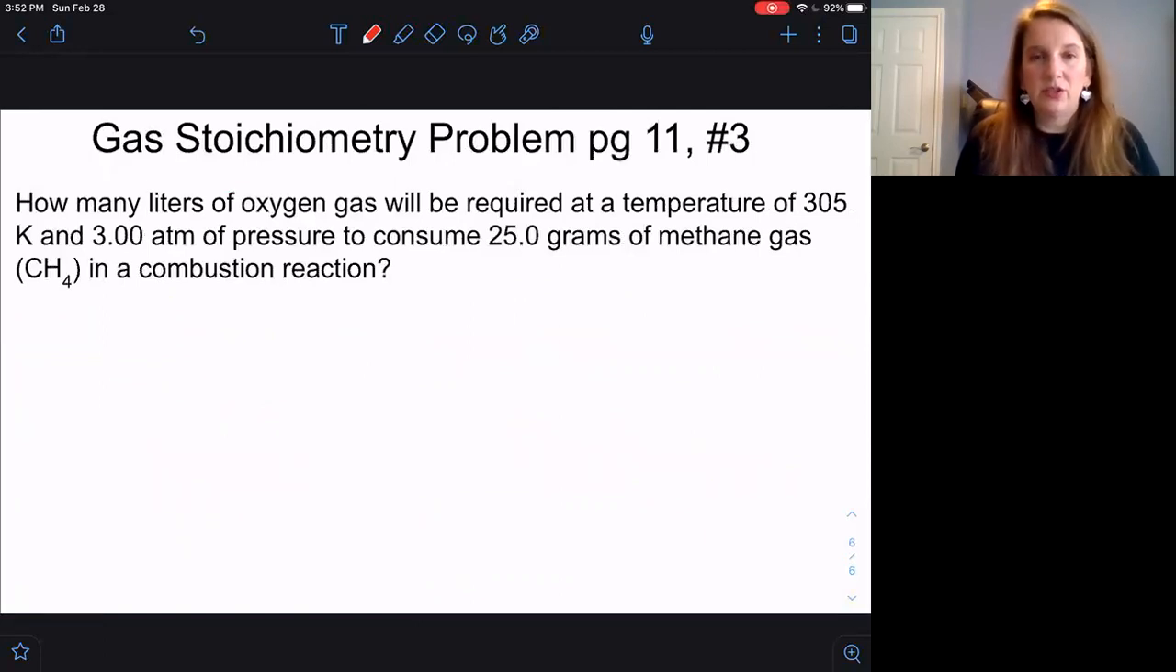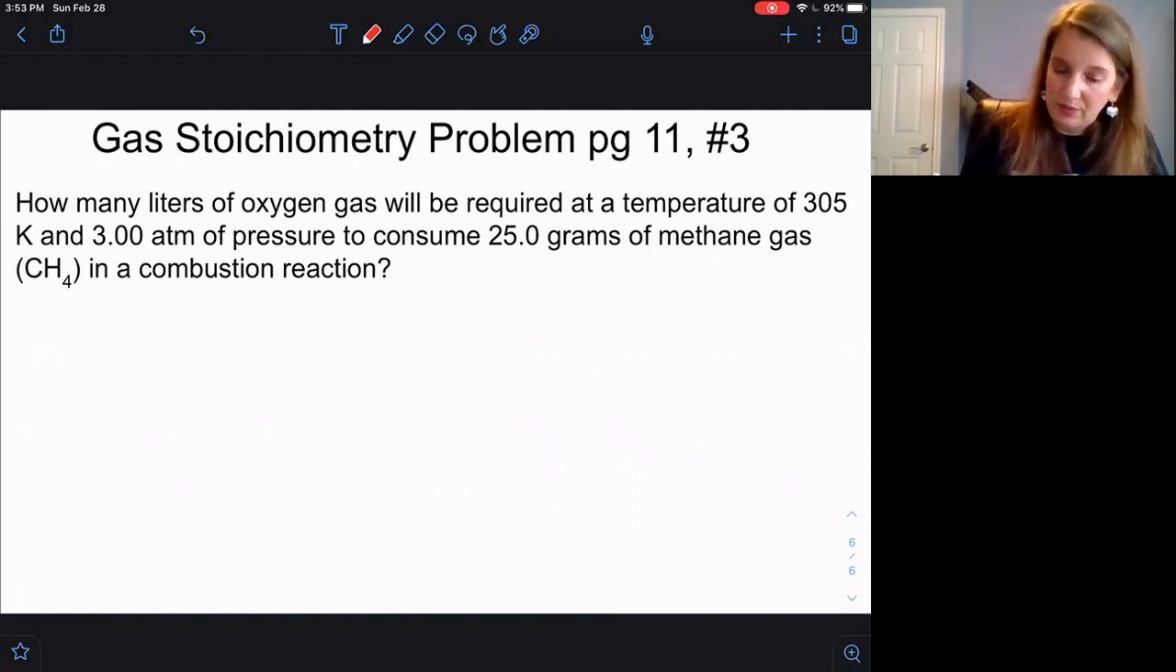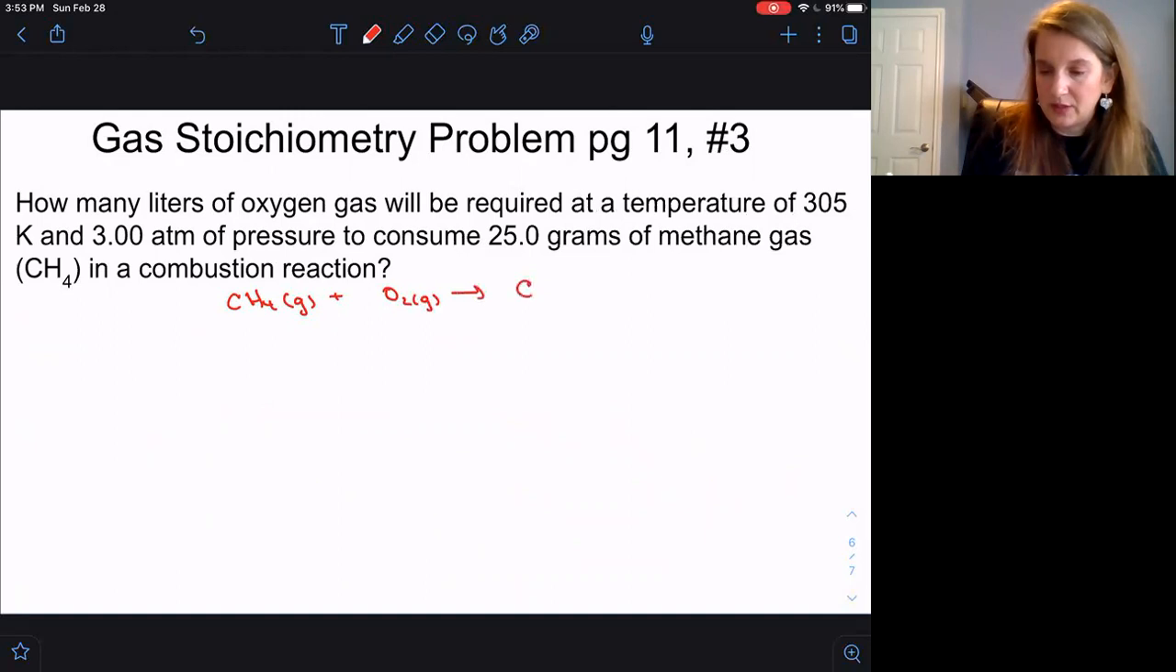So how many liters of oxygen gas will be required at a temperature of 305 Kelvin and 3 atmospheres of pressure to consume 25.0 grams of methane? So I know I have to write a reaction and do some kind of stoichiometry because it's talking about oxygen and methane. So let me go ahead and write my reaction. CH4 plus O2 yields CO2 and H2O. So I'm going to have to balance that reaction.